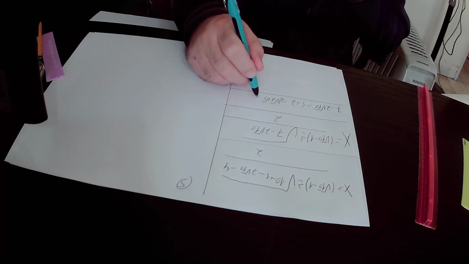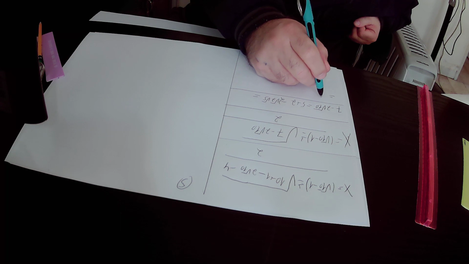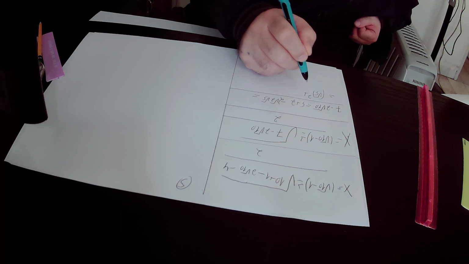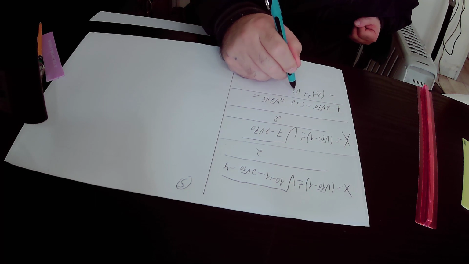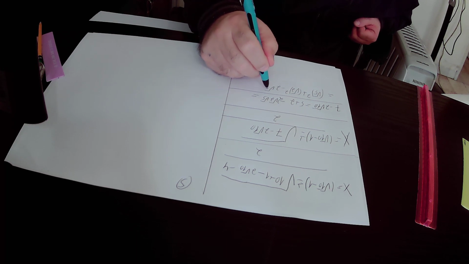And we know that 5 is square root of 5 squared, and 2 is square root of 2 squared, minus 2 times square root of 5 times square root of 2.